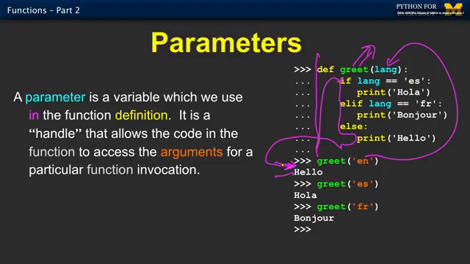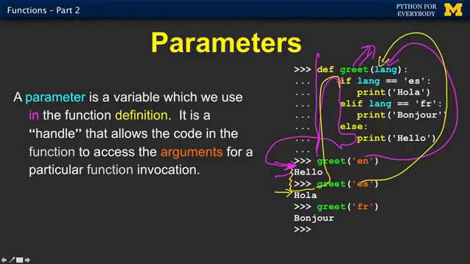Then it goes on to the next statement. Here, greet. So it's going to run this function again. Remember where to come back to, which is right here. Jump up to here, and then make ES this time be what lang means. And so now lang is ES, so this is true. We run that code, we come out, and we print out hola, and then we go back to where we remembered before.